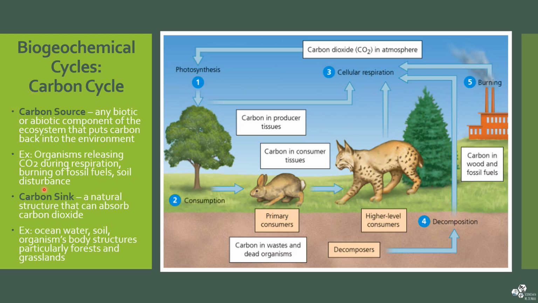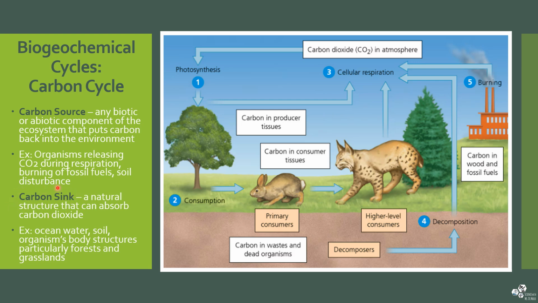So we have a bunch of carbon sources. This is any biotic or abiotic component of the ecosystem that can put carbon back into the environment. Things like organisms performing respiration, that's a carbon source. Burning of fossil fuels, that's a carbon source. Disturbing the soil can often release stored carbon as well. So when we deforest, not only are we taking away those trees and often burning them for energy or releasing that carbon back into the atmosphere somehow from the trees themselves, but the disturbance of the soil itself will often release a lot of CO2 back into the atmosphere as well.